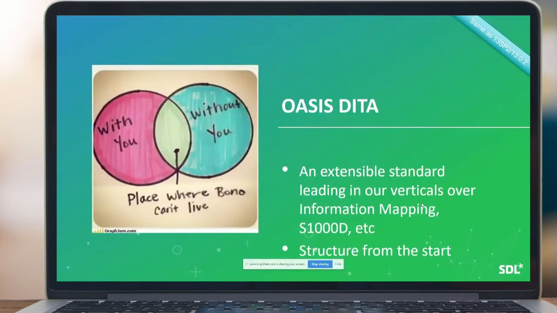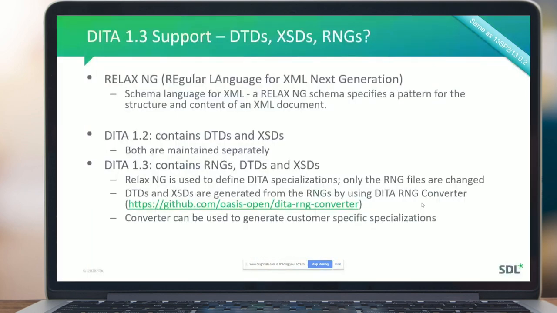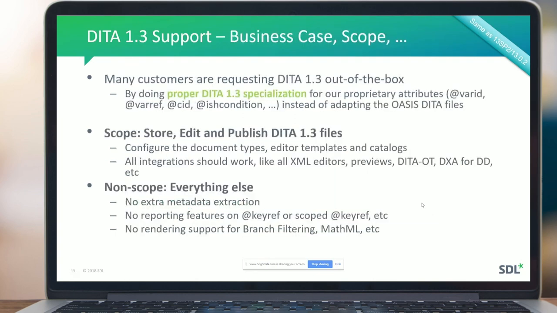A big change that happened was Oasis DITA 1.3. So I think this is a brief summary of what we did on Oasis DITA. The standard is now described in RelaxNG, while in the past it was kind of a parallel maintained version of DTDs and schemas. But it's the RNGs that are now leading, and the RNGs are used as a basis to generate the DTDs and the schemas, and there are some open source tooling available to help you on that. And you also need those tools if you have specific specializations you want to run, but that's not necessarily an SDL thing, that is an Oasis DITA thing.